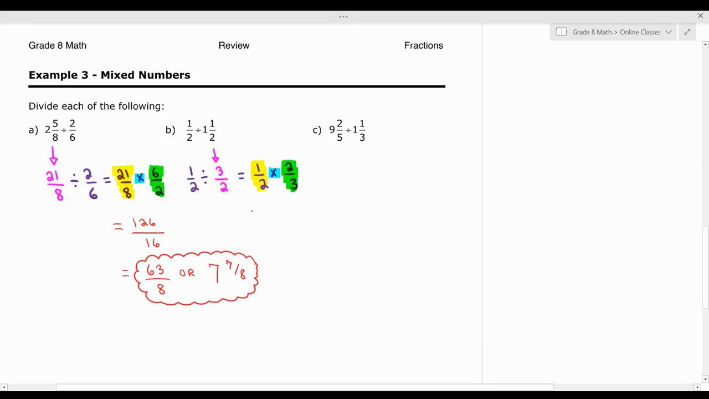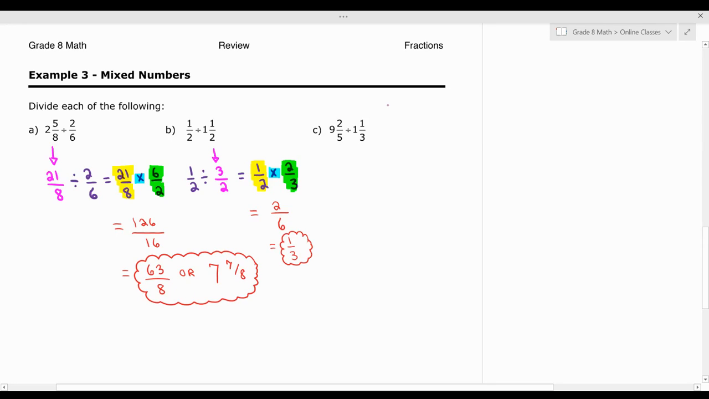and then I go top times top. So I will get 1 times 2 is 2, 2 times 3 is 6. I'm going to simplify that down, and I would get a final answer of 1/3. Last question. So this time I have 2 mixed numbers, not a big deal. We're going to switch them both.